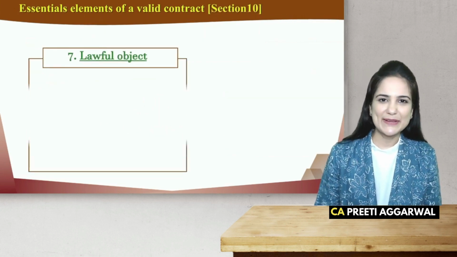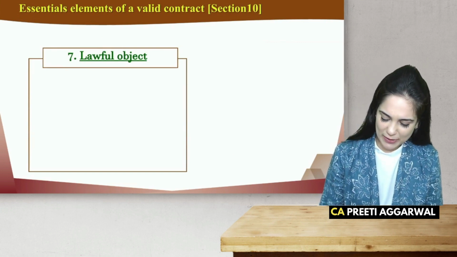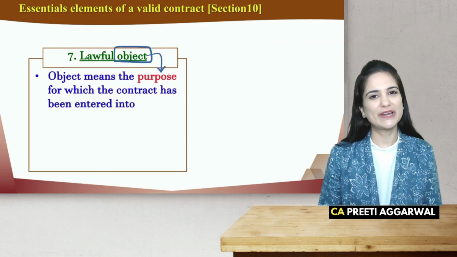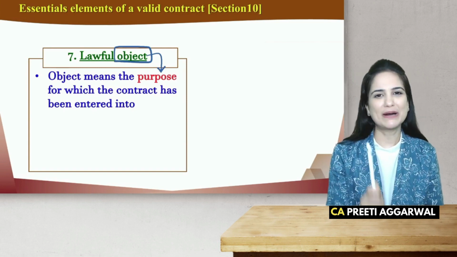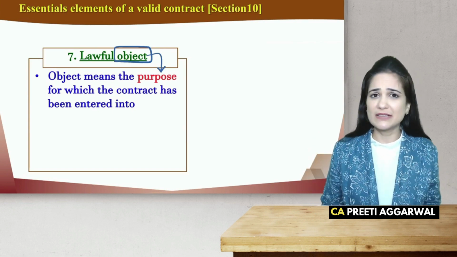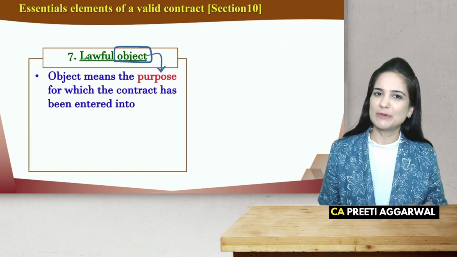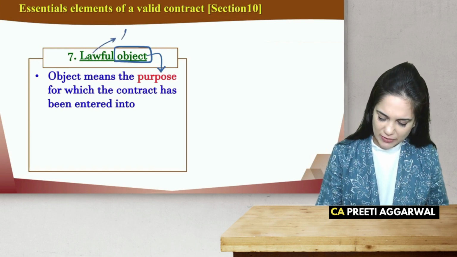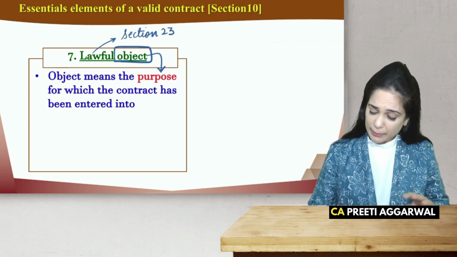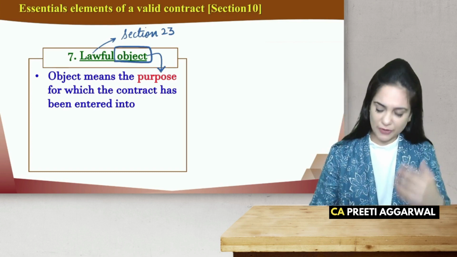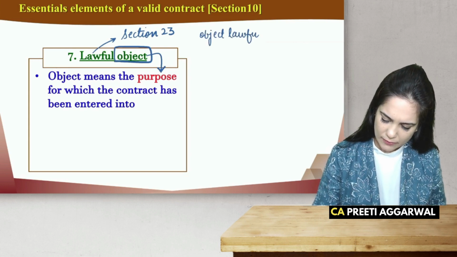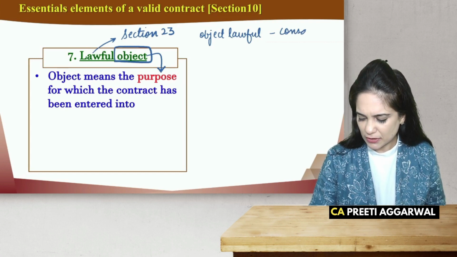Okay. The next element is that the object must be lawful. What is the meaning of object? Object is the purpose for which you are entering into contract. That purpose must be lawful. Now, lawful object, lawful consideration, both are discussed under section 23. Why same sections? Because if the object is lawful, obviously the consideration will also be lawful.